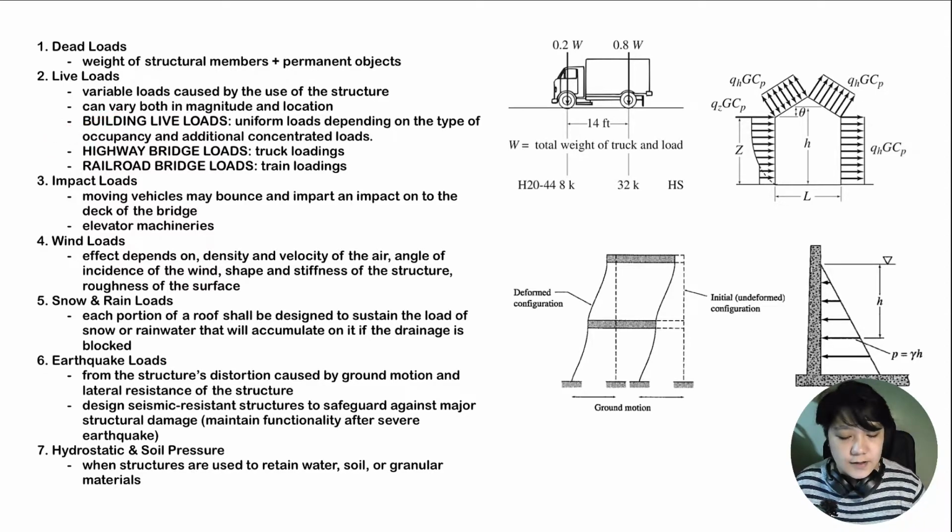For building live loads, these are usually uniform loads, as I said earlier. It depends on the type of the occupancy. And then we also need to consider some additional concentrated loads. For highway bridge loads, what we're going to consider as live loads is your truck loadings, as an example, like this one. And then for railroad bridge loads, we're going to consider train loadings.